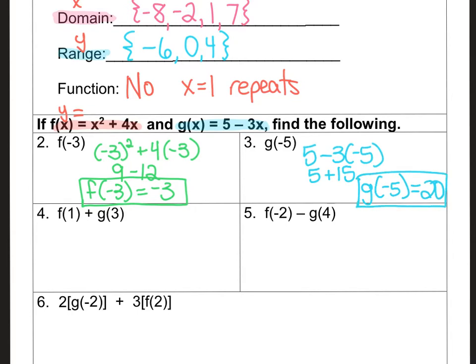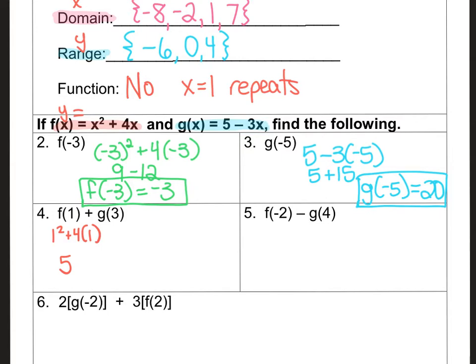So that was just a review from the last lesson. We also did a couple like number 4 and 5 in the last lesson where we put them together. So we've got to use our f of x rule and our g of x rule to solve number 4. So for f of x, we're going to use the x squared plus 4x. X is going to be 1, so we would have 1 squared plus 4 times 1. And I'm going to go ahead and work the f of x rule. 1 squared plus 4, that would give us 5 for that part.